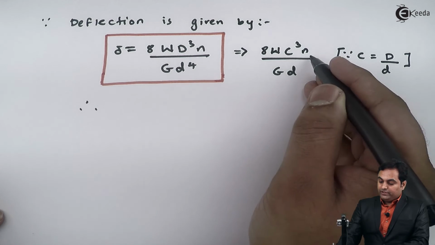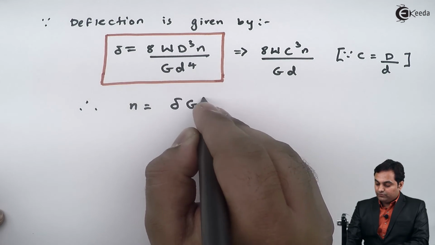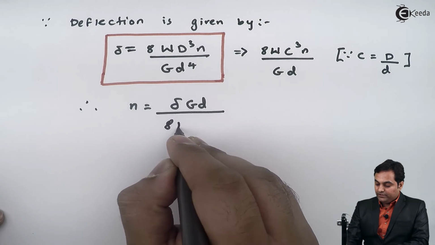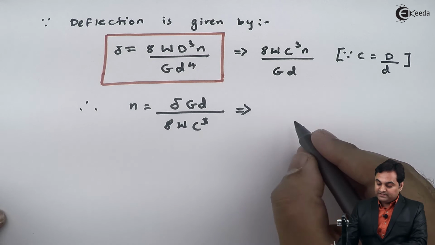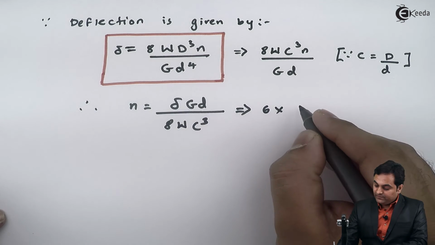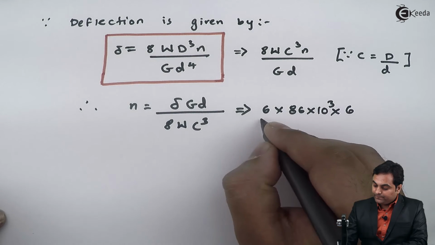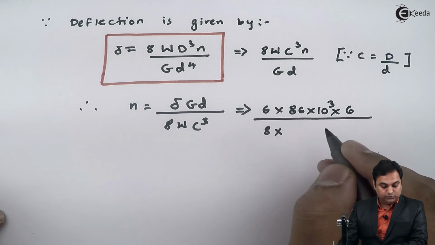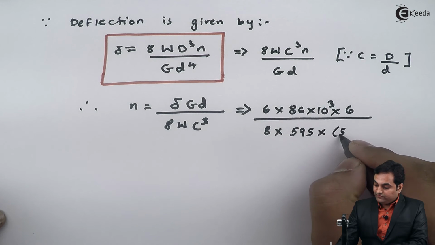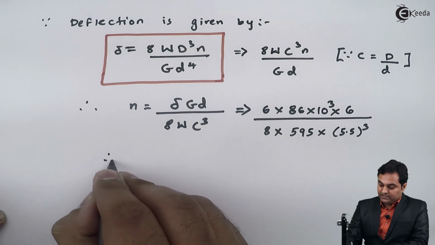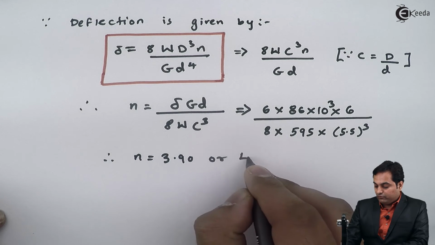So therefore, I want to calculate N. N will be, this G d will get multiplied with deflection. So deflection into G d upon 8W into C cube. Deflection, it is given in the problem as 6. G is 86 into 10 raised to 3. d, it is 6 upon 8 into W 595 into C cube, which is 5.5 cube. So from this I'll get the answer of N. It comes out to be 3.90. I'll round it off to 4.